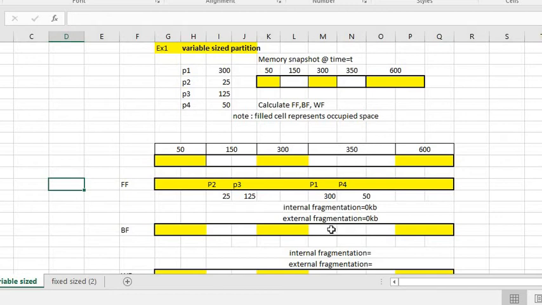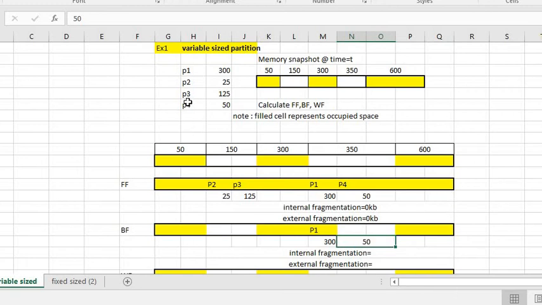So what should I do? I have to allocate the process in 350. Out of 350, 300 will be given for this. I'm going to allocate P1 over here by allocating 300 kilobytes. Out of 350, if I allocate 300, the remaining is 50. This is the second hole that has been created over here.